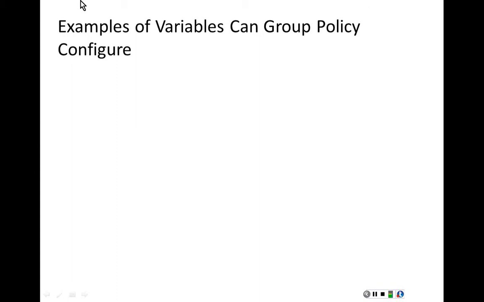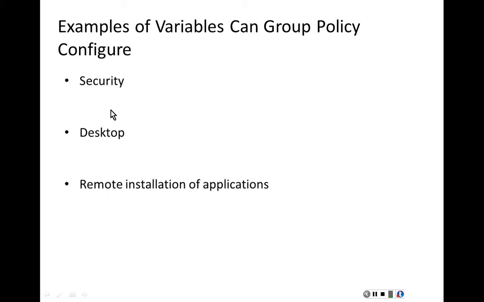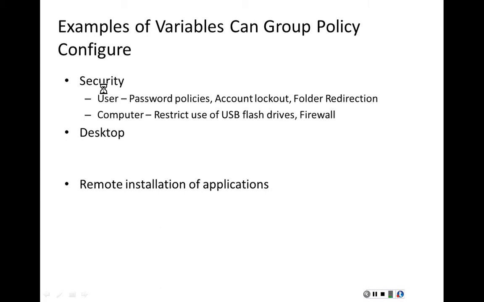Let's look at some examples of variables that group policy can configure. They fall into three general categories: security, desktop, and remote installation of applications. In security, they fall into two subcategories: user and computer. User security parameters I might configure might include password policies, account lockout, or folder redirection. And computer parameters I might configure might be the restriction of USB flash drives or the configuring of a firewall.